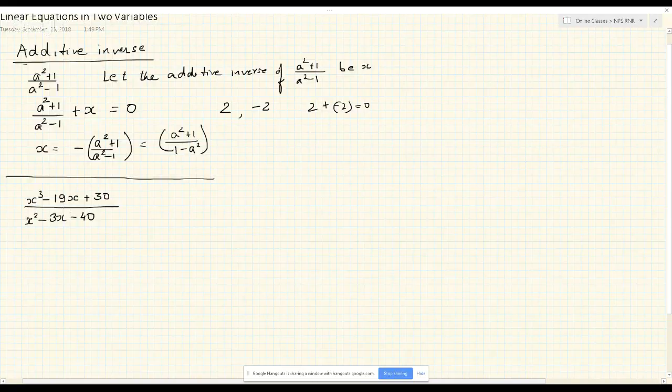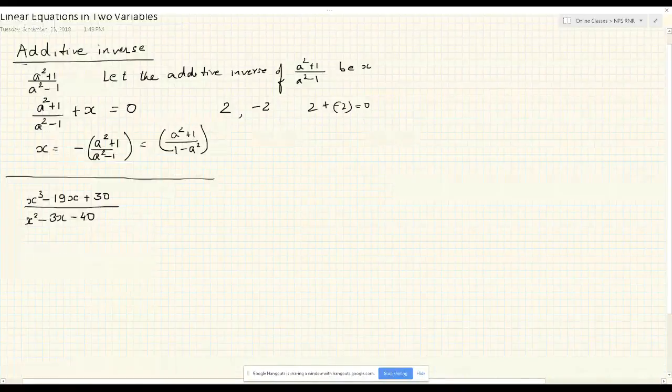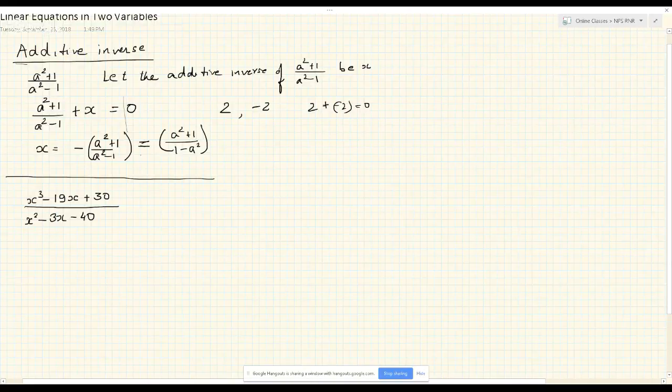Now Arpita says the last step is not clear. Which step, Arpita? This one? X equals minus a square plus 1 divided by a square minus 1. So you have to take the negative sign and multiply by negative 1, so the denominator becomes 1 minus a square. Is that the last step you're talking about? When this negative sign is taken in and multiplies the denominator, it gives you 1 minus a square simply.